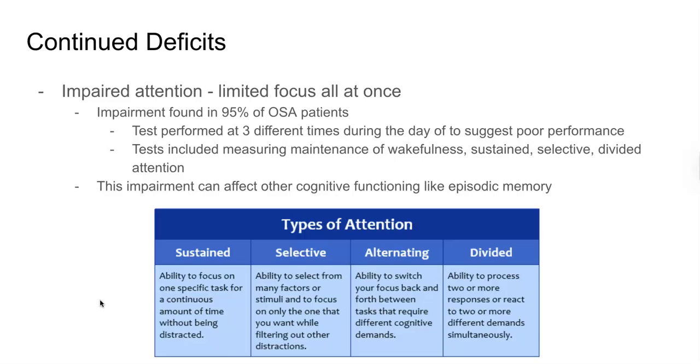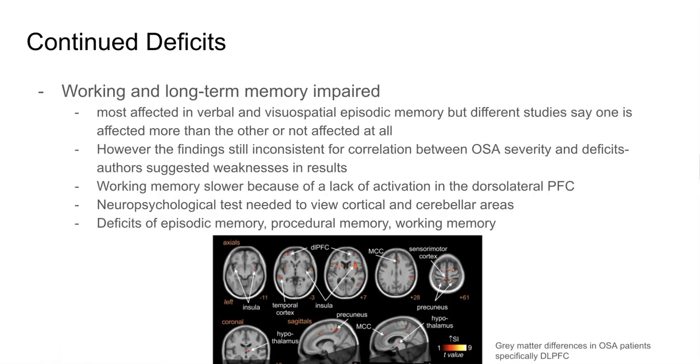We also see impaired attention. There is limited focus all at once for OSA patients, and this has been found in about 95% of them. There have been tests to prove this poor performance in contrast to the control groups, such as maintenance of wakefulness, and sustained, selective and divided attention. This impairment can also affect other cognitive functioning like episodic memory.